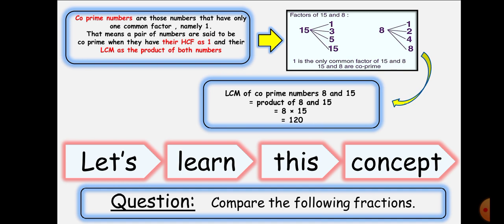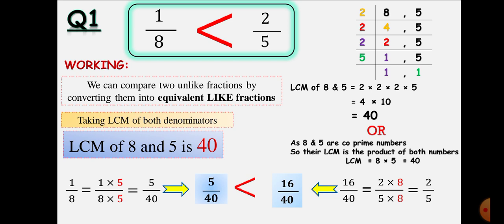We have to compare the following fractions. So now I have 1/8 and 2/5, okay. First of all, if you look at the denominators, they are unlike fractions, so we have to convert them to equivalent fractions. That means we have to take the LCM of 8 and 5, that is 40, okay.